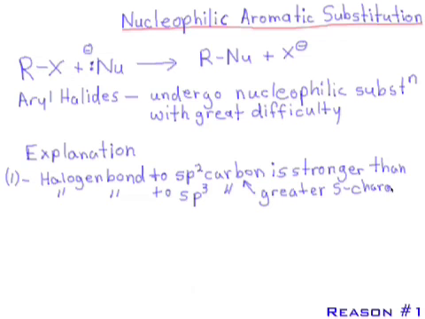And what do you know about s orbitals? They are smaller, less diffuse than p's, which means the sp² bond is shorter. Shorter bonds are typically stronger. The sp² overlapping with the halogen orbital will make a shorter, stronger bond than sp³. All right.